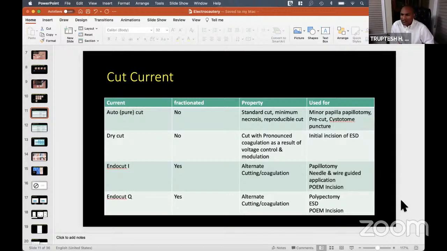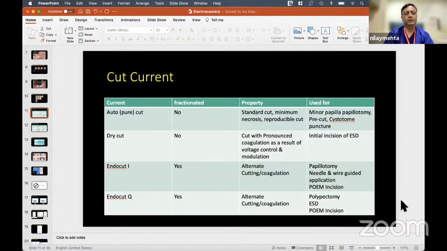That dry cut was something that they used to press on more, and the RB guys at our place used to talk about it. And it picked up a little bit in the beginning, but then eventually people used to do it more customized as they started doing POEM on their own. Yeah, so we would be talking on individual procedures and currents, but I just wanted to say what is the difference between different currents. So we used to use pure cut, and that is auto cut.